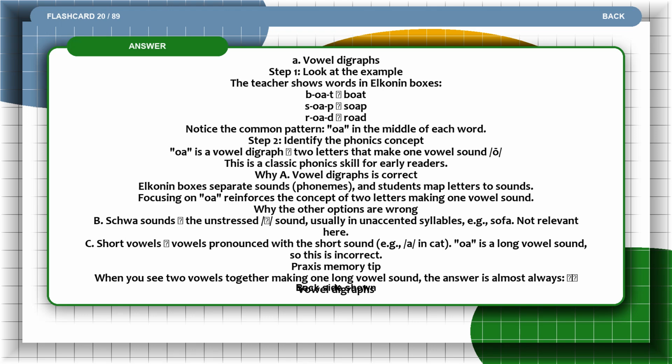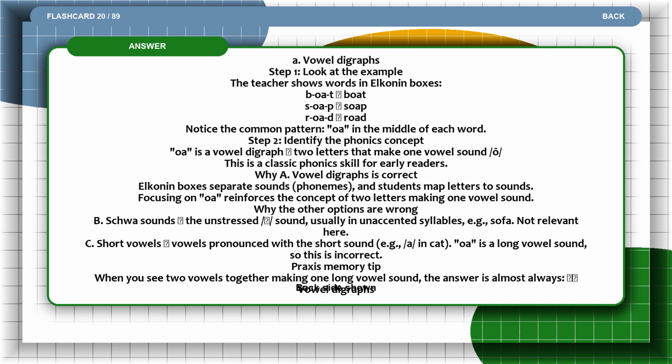Vowel digraph. Step 1. Look at the example. The teacher shows words in Elkonin boxes: boat, soap, road. Notice the common pattern OA in the middle of each word. Step 2. Identify the phonics concept.